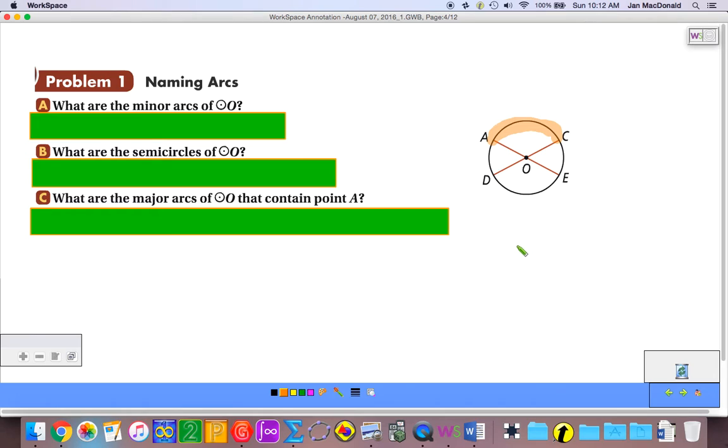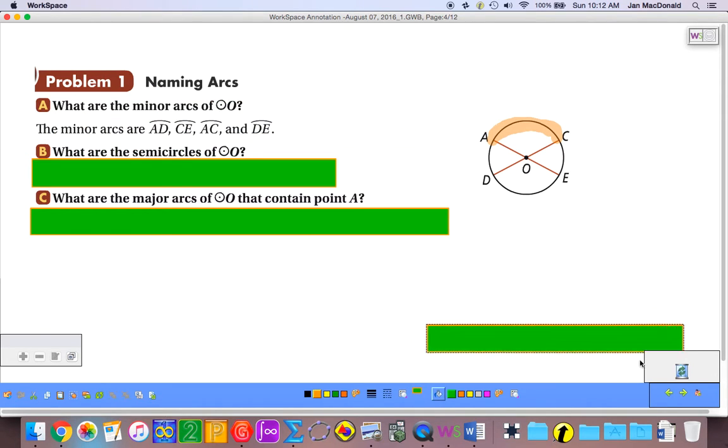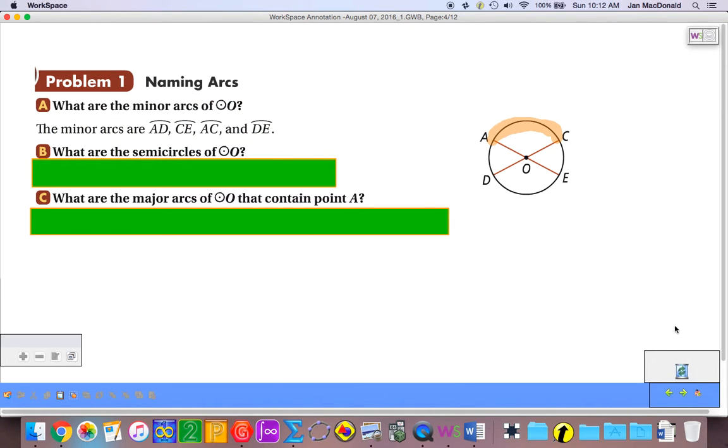By definition, a minor arc is any arc whose measure is bigger than 0 and less than 180. And generally, we name minor arcs with two letters. So let's take a look at the minor arcs in circle O. It appears that we have minor arc AD, which is right here. We have minor arc CE.